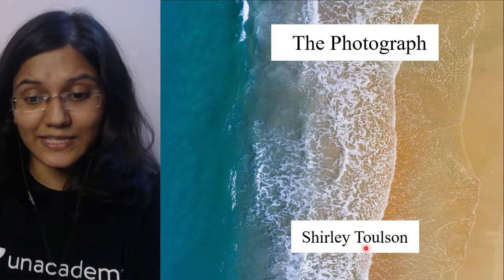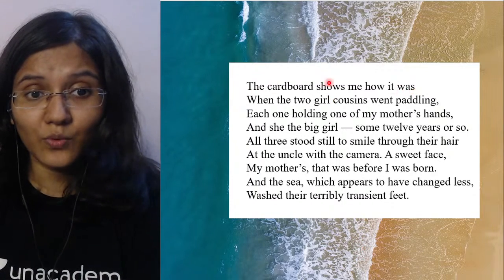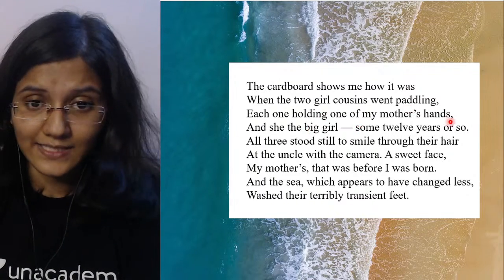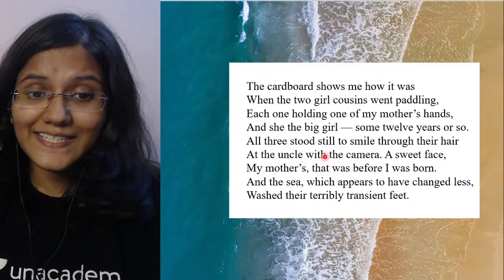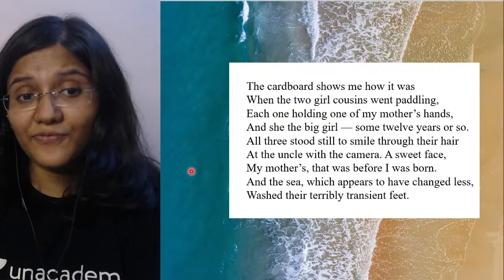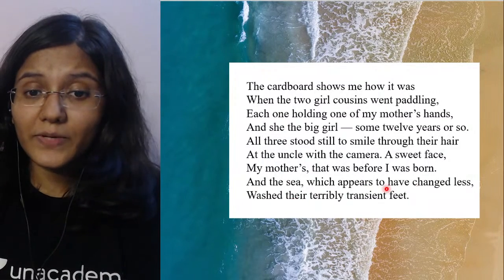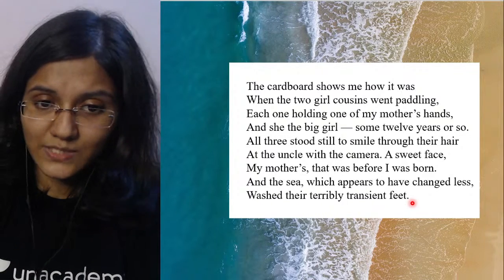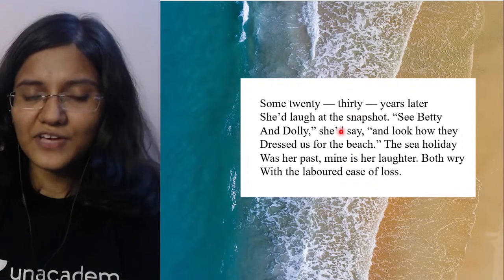So I'm going to start reading the poem and we're going to read it together first. The cardboard shows me how it was when the two girl cousins went paddling, each one holding one of my mother's hands, and she the big girl, some 12 years or so. All three stood still to smile through their hair at the uncle with the camera. A sweet face, my mother's, that was before I was born. And the sea, which appears to have changed less, washed their terribly transient feet. That's verse 1.